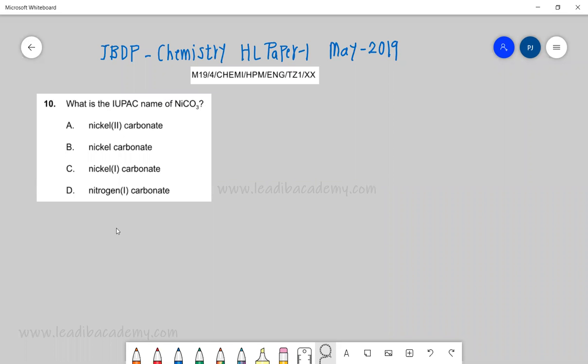Let's look into question number 10. What is the IUPAC name of NiCO3? I think this is a cakewalk for you. Nickel carbonate. How to look into this? Very, very simple. Nickel, and the carbonate radical, CO3. We know its charge, oxidation number overall, is -2. That means nickel must have +2. Simple. So what should be the answer? The clear option is option A.